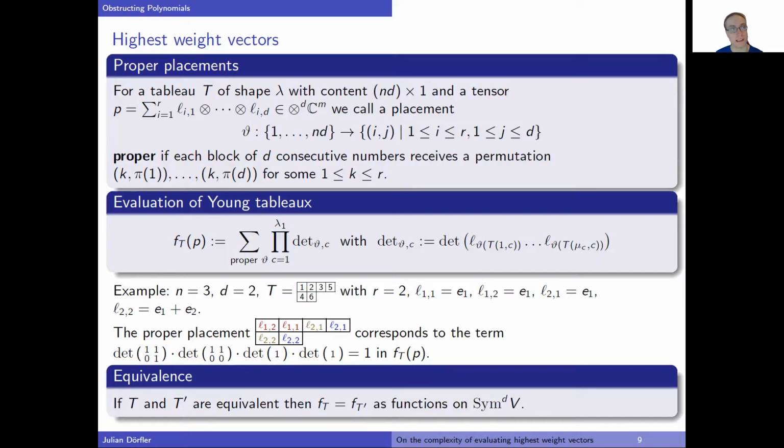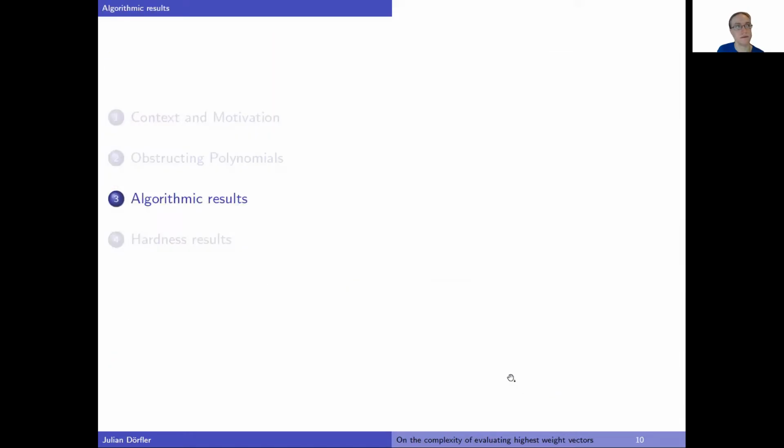Okay, and there is one last thing. We've already mentioned it, equivalence of two Young tableaus. If two Young tableaus are equivalent, then they compute the same highest weight vector, at least once we restrict them to just polynomials. Also, we will use the SUMD notation and polynomial notation equivalently, depending on which one is easier to use here. But always just think of these as degree D polynomials in many variables.